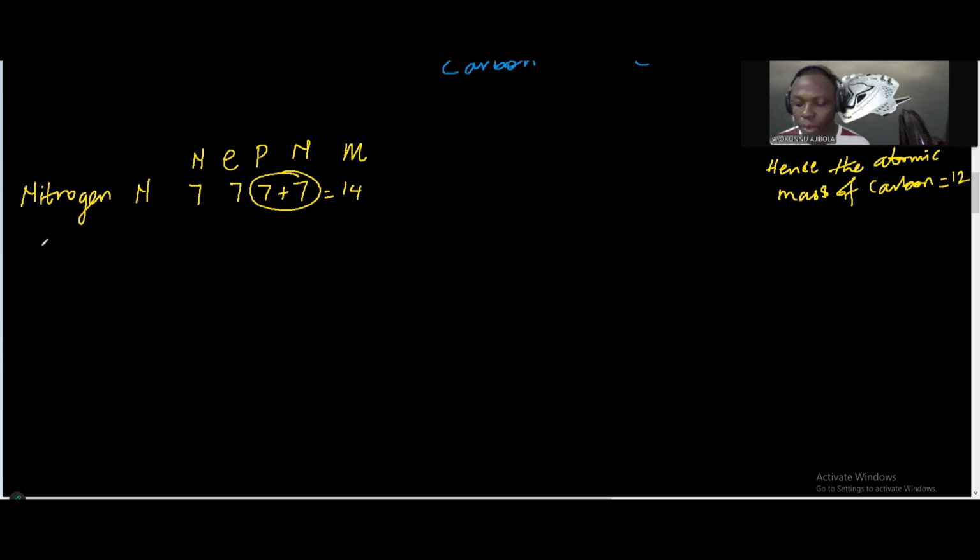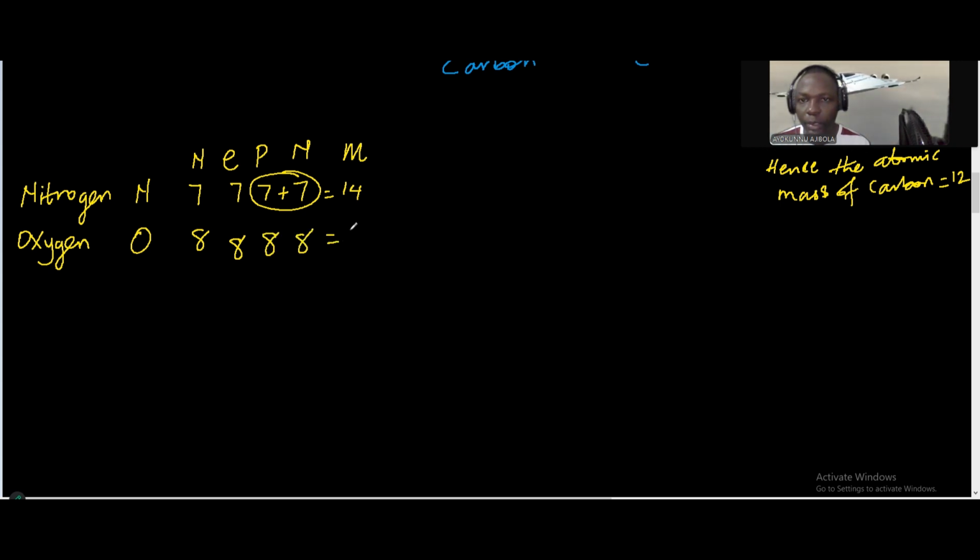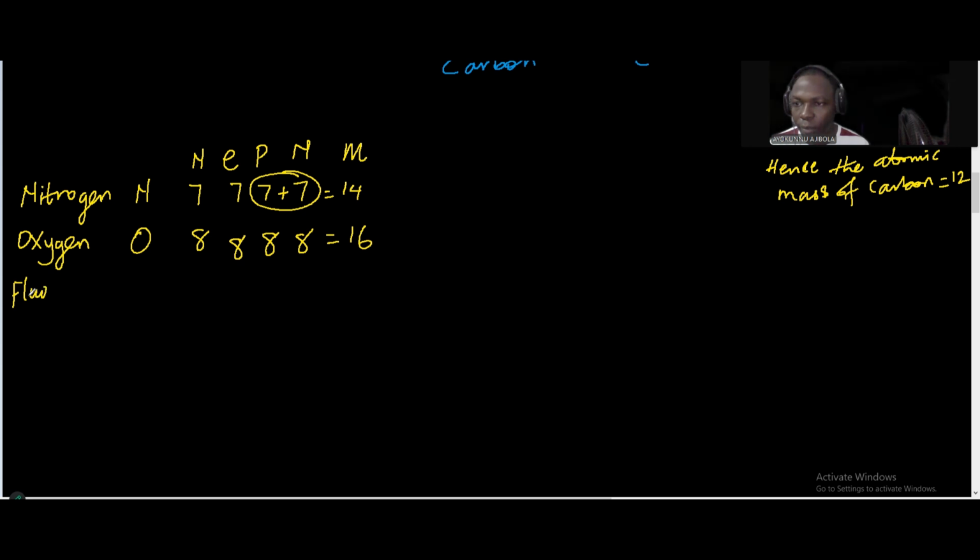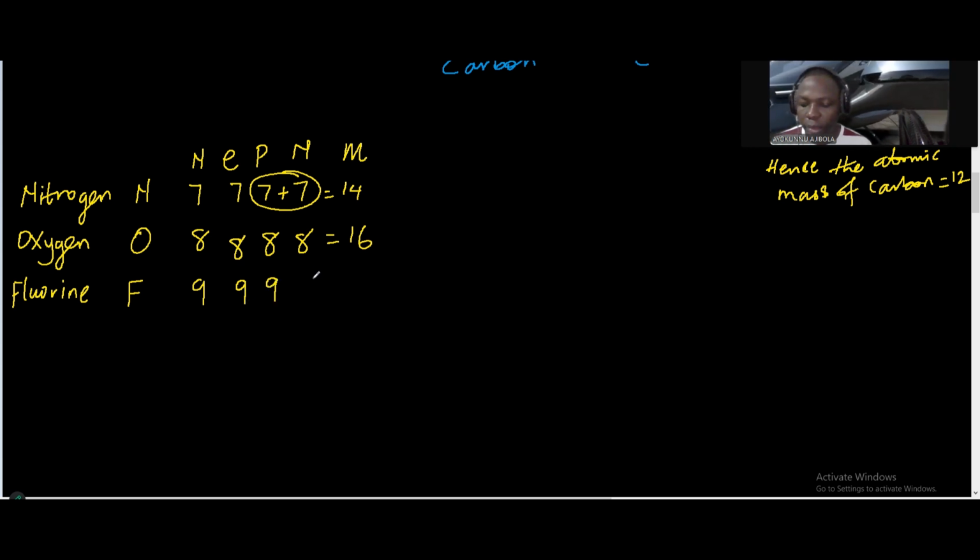So the next one is oxygen, the oxygen we breathe in. That is represented as O, and that is 8, 8, 8, and the atomic mass is 16. Then the next one is fluorine, represented by F, and this is 9, 9, 9. In fluorine, there are 10 neutrons. So this will make the atomic mass 19.